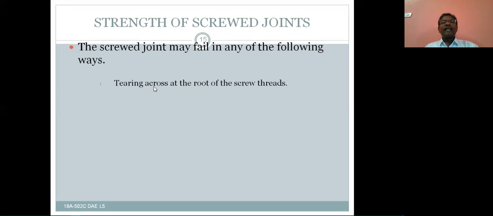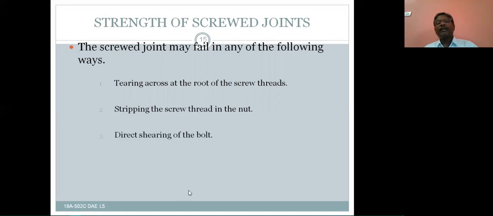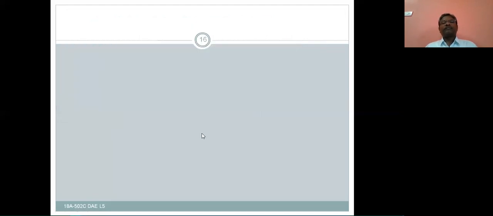Number one is tearing across the root of the screw threads. Number two is stripping of the screw thread in the nut. And the last is direct shearing of the bolts. These are the three ways the screw joint may fail: tearing across at the root of the screw thread, stripping of the screw thread in the nut, and direct shearing of the bolt.